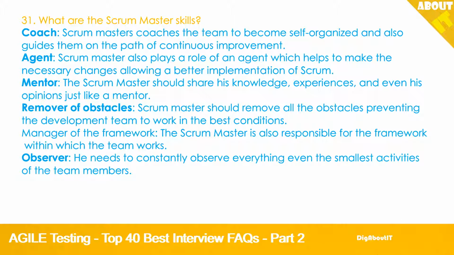Agent. Scrum Master also plays a role of an agent which helps to make the necessary changes allowing a better implementation of Scrum. Mentor. The Scrum Master should share his knowledge, experiences, and even his opinions just like a mentor. Remover of obstacles. Scrum Master should remove all the obstacles preventing the development team to work in the best conditions. Manager of the framework. The Scrum Master is also responsible for the framework within which the team works. Observer. He needs to constantly observe everything, even the smallest activities of the team members.